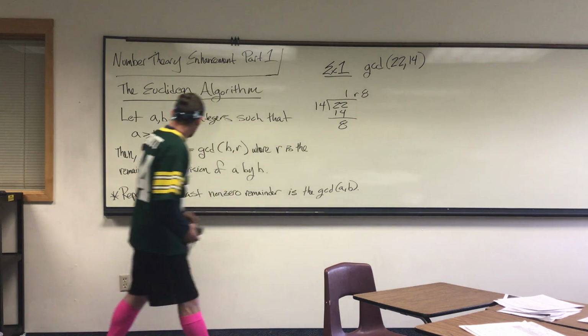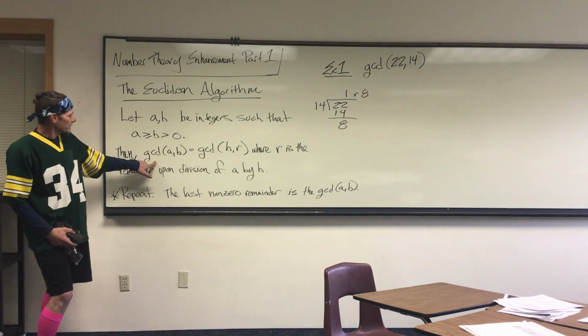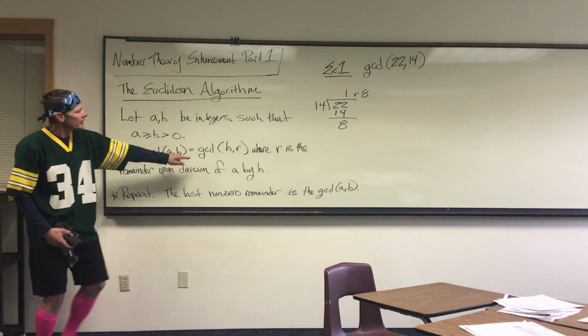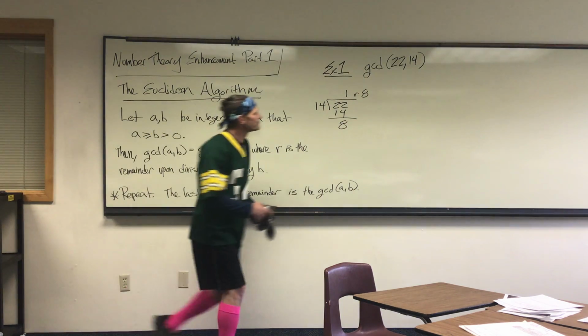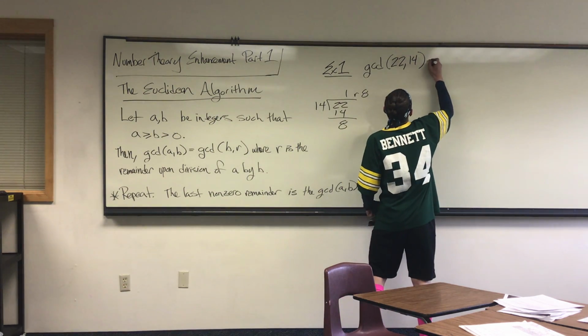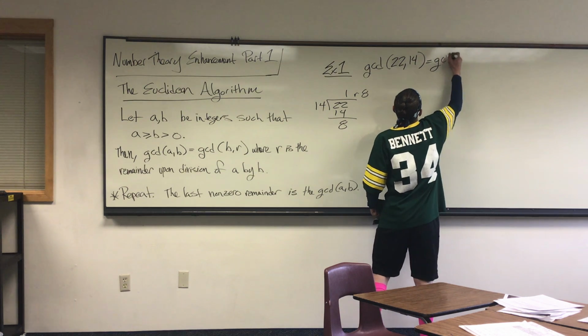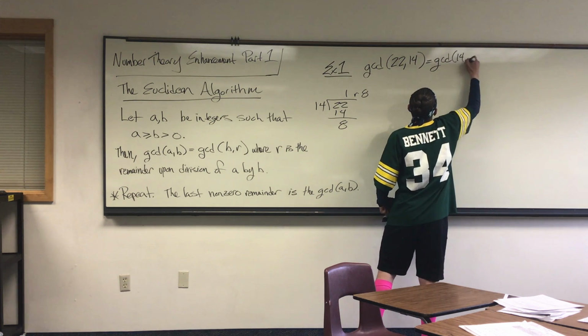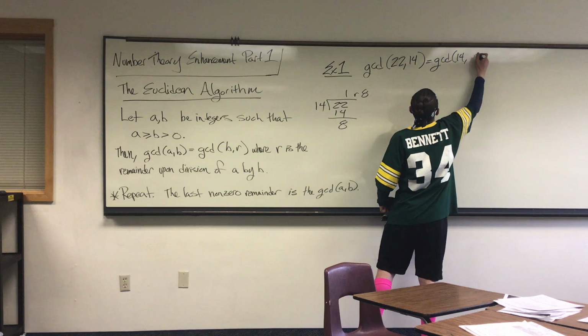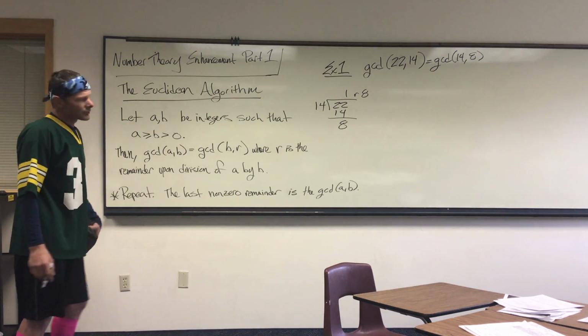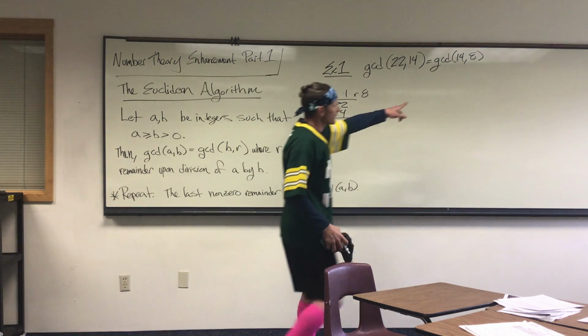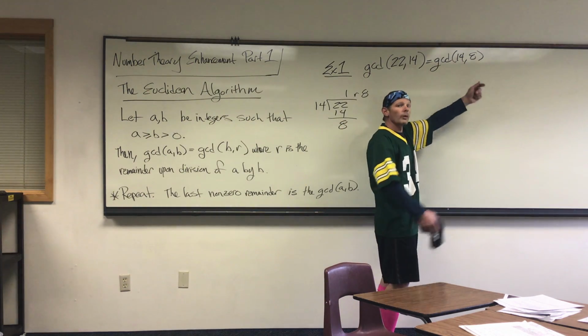Okay, so the Euclidean algorithm says that the greatest common divisor of these 2 numbers is also the greatest common divisor of the smallest one and the remainder that you got. Okay, so whatever the greatest common divisor of 22 and 14 is, it's also the greatest common divisor of this. So we're going to repeat.